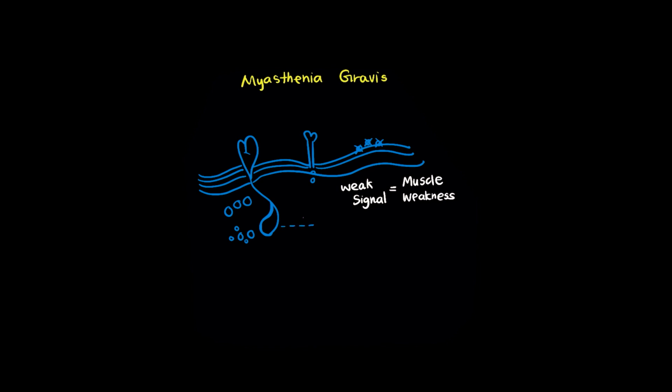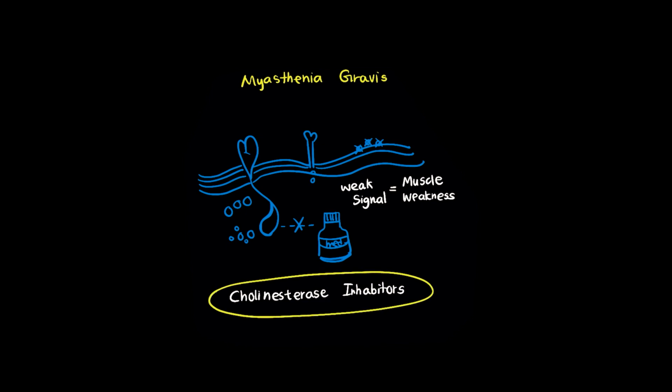Cholinesterase inhibitors like neostigmine work by blocking the enzyme that breaks down acetylcholine. By preventing this breakdown, more acetylcholine accumulates in the junction, increasing the chance of receptor binding despite their reduced numbers. This directly improves muscle contraction strength, explaining why weakness improves after taking these medications. The correct answer is cholinesterase inhibitors because they directly address the neuromuscular transmission problem by increasing acetylcholine availability at the junction.